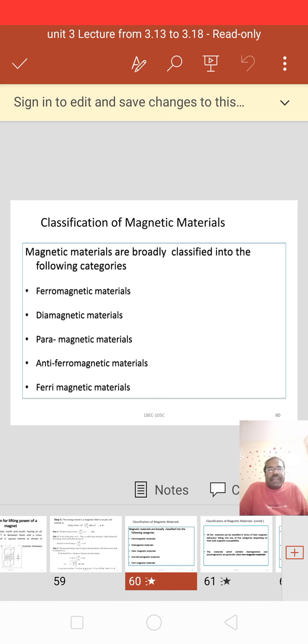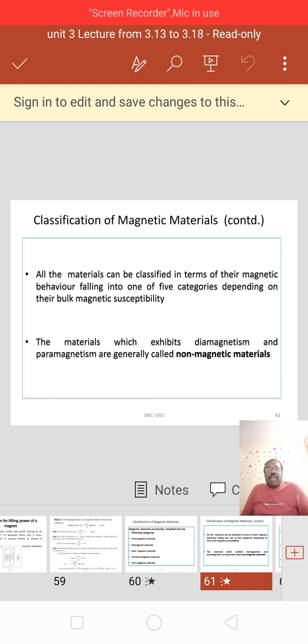Now another topic is classification of magnetic materials. Magnetic materials are broadly classified into the following categories: first ferromagnetic, second diamagnetic, third paramagnetic, fourth anti-ferromagnetic, fifth ferrimagnetic materials. Anti-ferromagnetic is a very rare substance. Ferro, dia, para and ferri are the mostly used substances. Last one is anti-ferro.